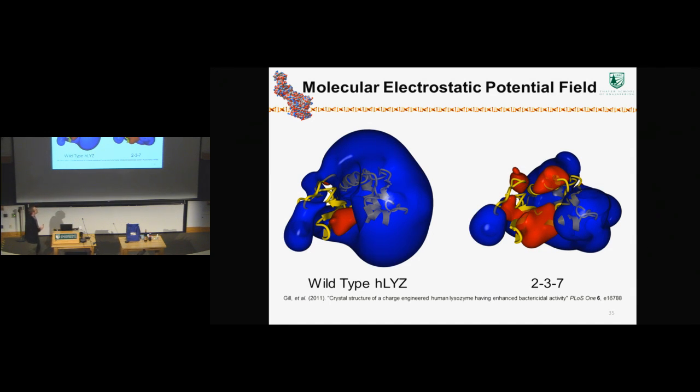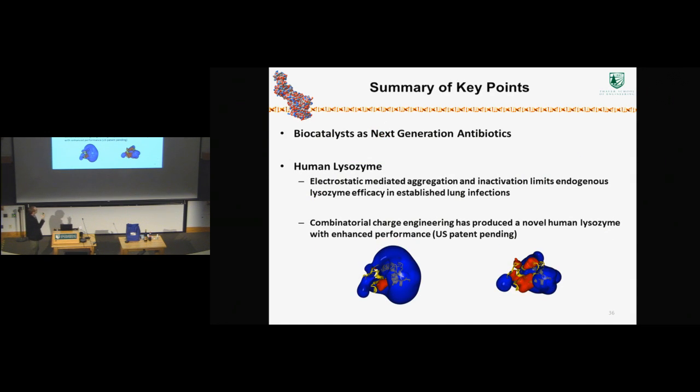All right, so this is really where this project has wrapped up for the time being. And the summary key points is that we're interested in biocatalysts as next-generation antibiotics. In the case of human lysozyme, it is subject to electrostatic-mediated aggregation and inactivation in the infected lung environment, and we've used combinatorial protein engineering to design new lysozymes that show improved activity in this infected lung environment. So this is the story of lysozyme being inhibited non-specifically by the harsh environment of a lung infection.